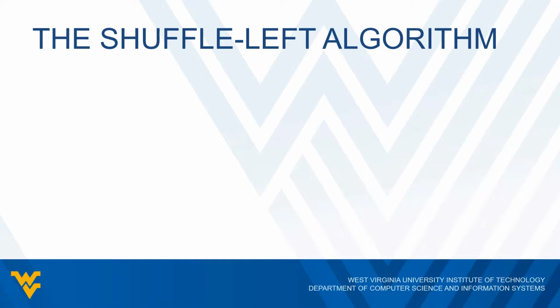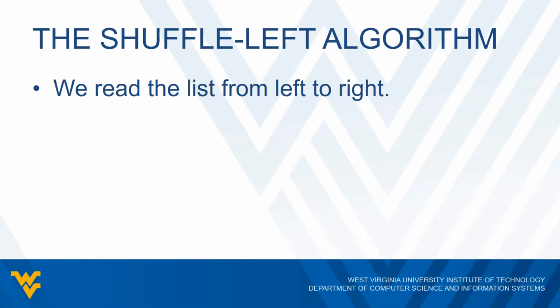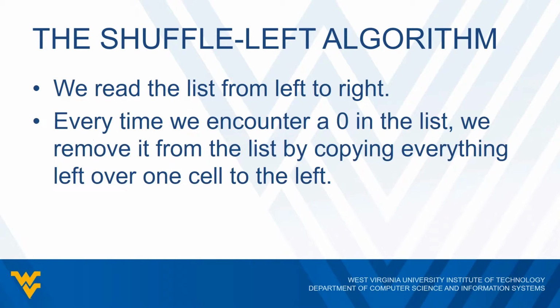The first algorithm we're going to take a look at is called the shuffle left algorithm. The idea with this is pretty simple. We're going to read the list from left to right, and every time we encounter a 0 in the list, we're going to remove it from the list. We're going to take it out.